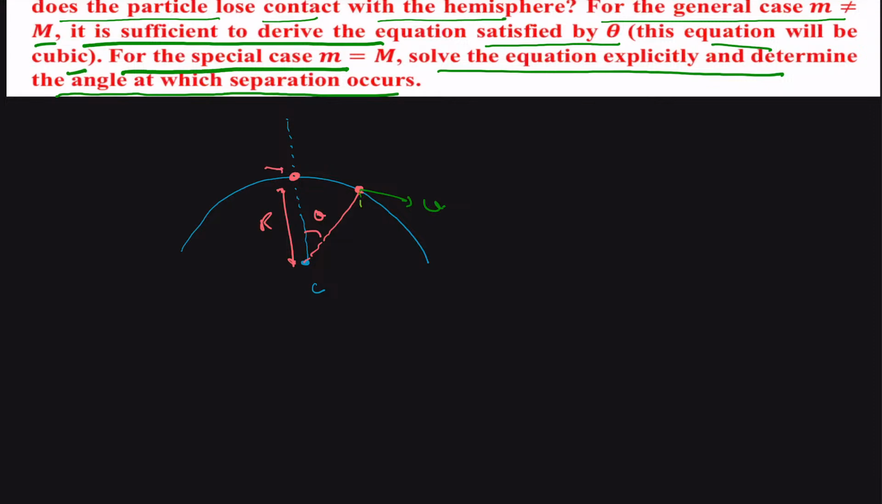or let us say u is the velocity, and mg will be in the downward direction. So capital M is the mass of the hemisphere and small m is the mass of this particle. And we have to find theta when it is going to leave this hemisphere. So let us suppose it starts from A and leaves the hemisphere at point B. So at point B, the normal will be equal to 0.